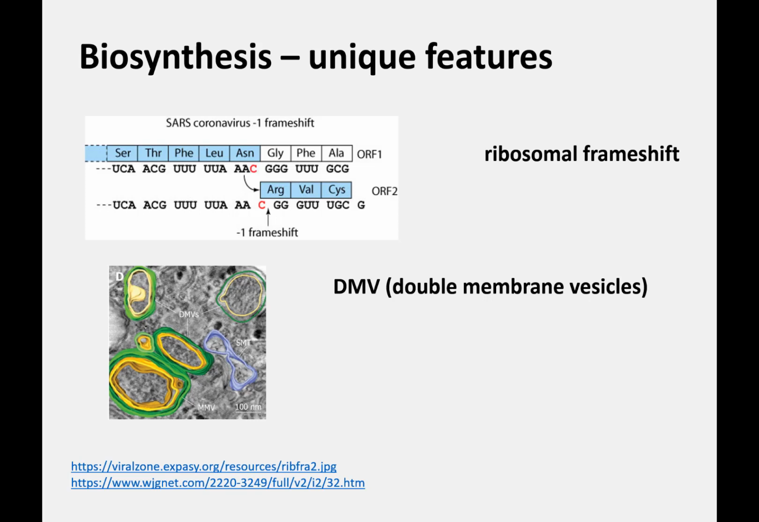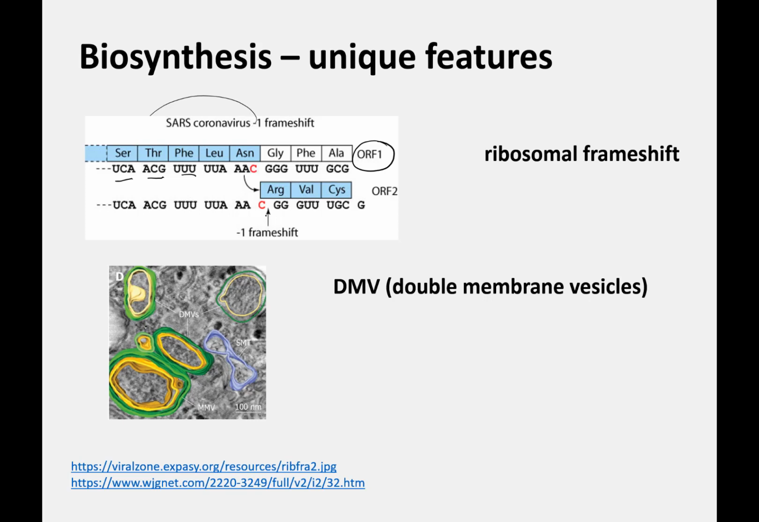Something else that some viruses do is called a ribosomal frameshift. So remember, open reading frames are your groups of 3 that dictate the amino acids based on the mRNA. And this is an example of SARS coronavirus.